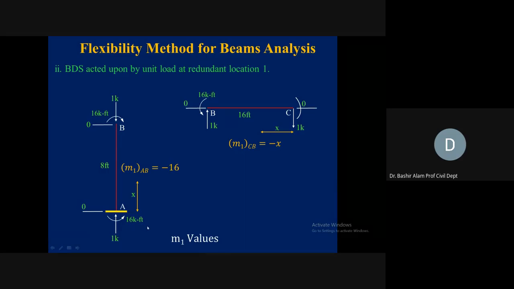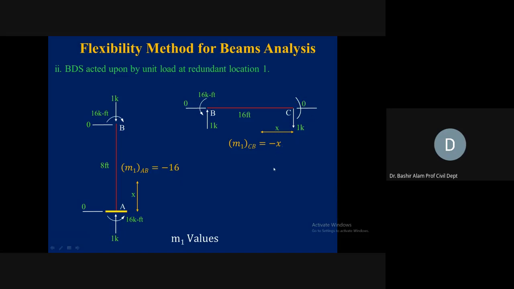Now origins already we fixed. So this M1 for member AB will become minus 16 because it is causing tension in the outer fiber, and 0 times x will give you 0. So minus 16 you see here. And then for member BC, this 1 times x is causing tension in the outer fiber. So minus 1 times x, so minus x you see here, moment, this is 0. So this is minus x.